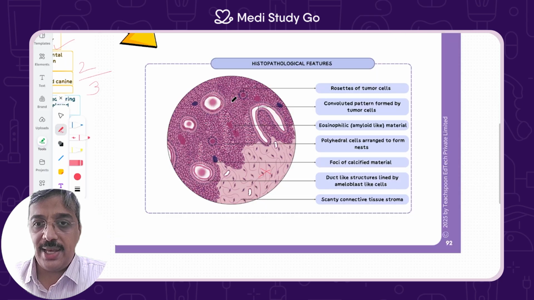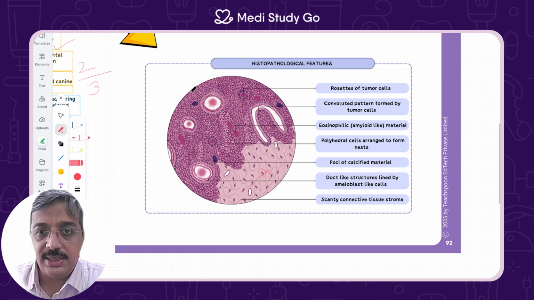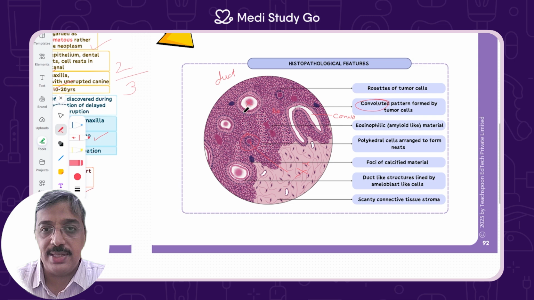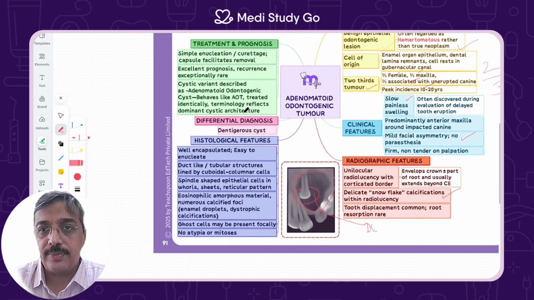Here this diagram is pretty representative. You can see almost all the features. You have the duct-like structure here, and the convoluted duct, with a convoluted pattern. You have enamel droplets in this region. You have the connective tissue, and the flattened, spindle-shaped cells are also present. This is a pretty good tumor, and the treatment is easy because you just have to do a simple enucleation, and it rarely recurs.